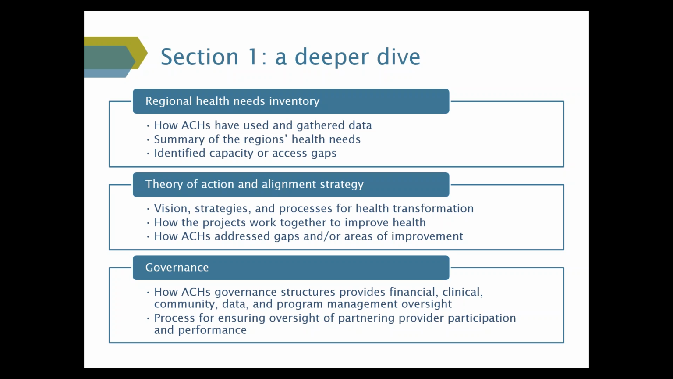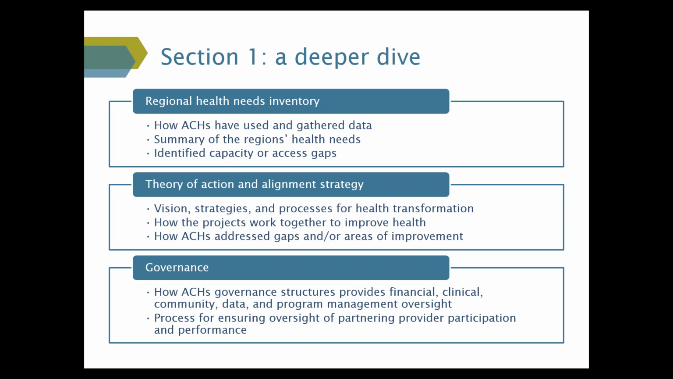So then moving on to the next section here, the theory of action and alignment strategy. This is really identifying that key vision and strategies for Medicaid transformation, and really how the projects that are selected will work together to achieve that key vision. Again, really paying a close eye to understanding how ACHs will think about gaps and address those as they're carrying out these transformation activities. But again, that builds from identifying needs and identifying and articulating this vision and laying that out against the projects that are being selected.